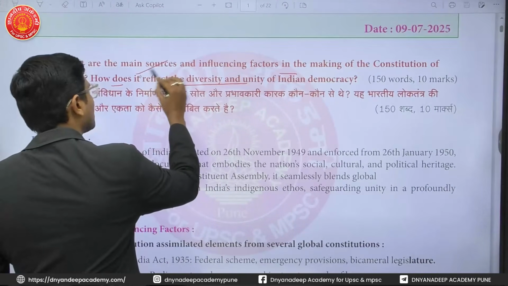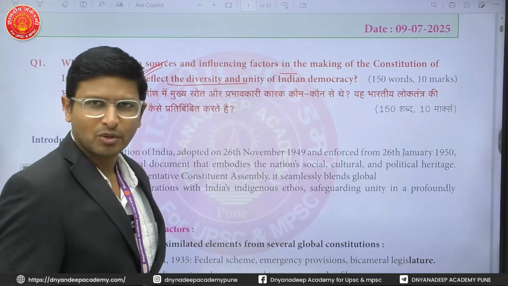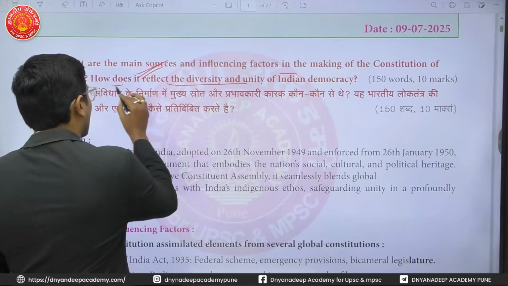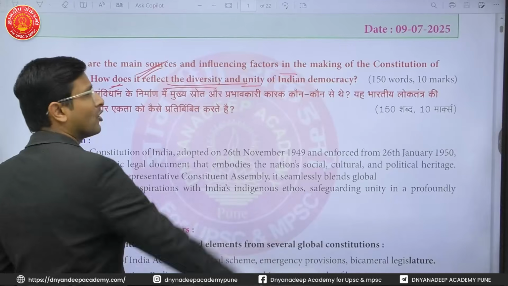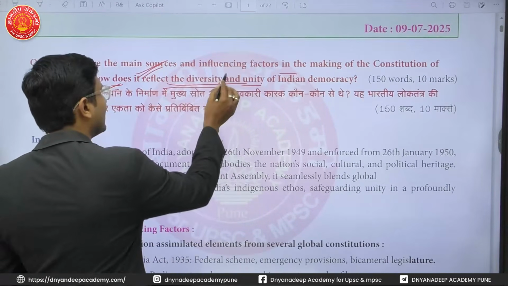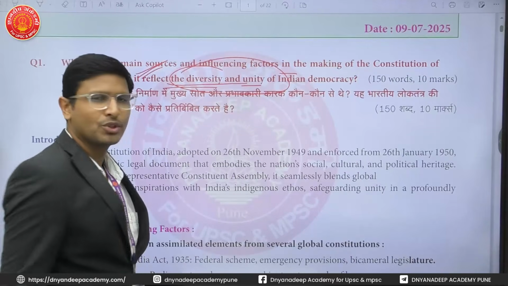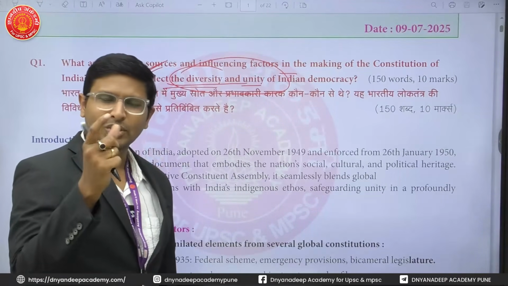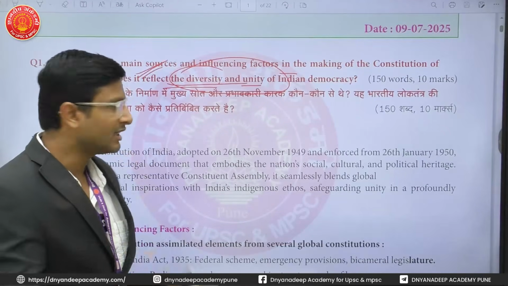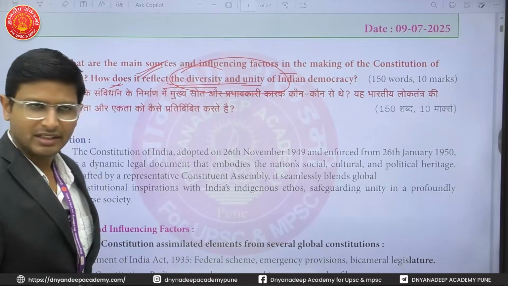First, it is asking the sources that influenced the making of the Constitution of India. And the second thing is, how does it reflect the diversity and unity of India? All these different things which affected the Constitution, how do they affect the diversity and unity? So you have to mention the factors in the Indian Constitution which promote the diversity and unity of Indian democracy.